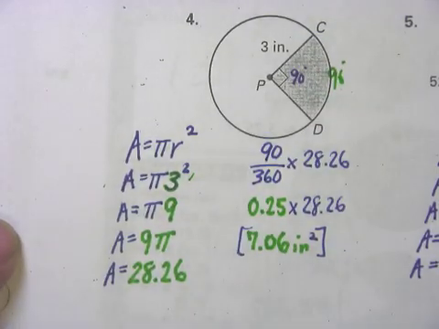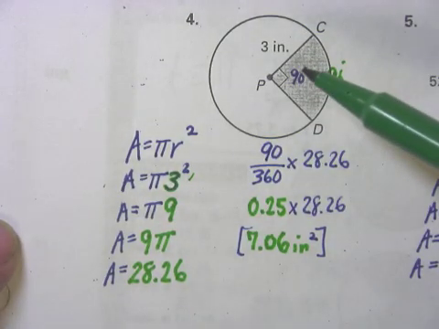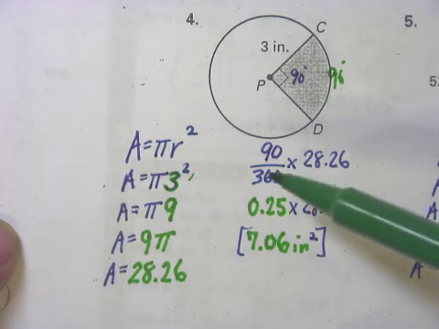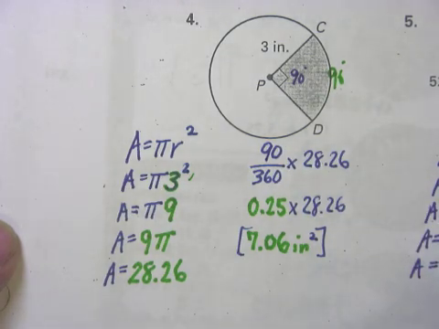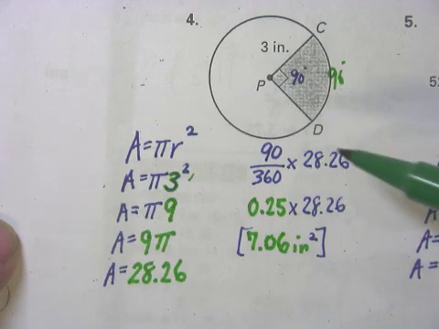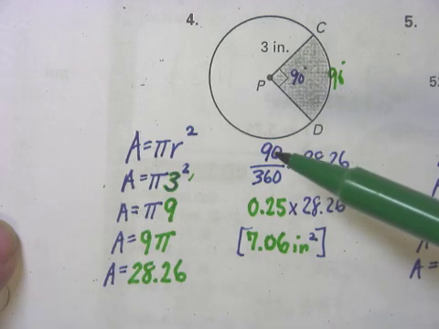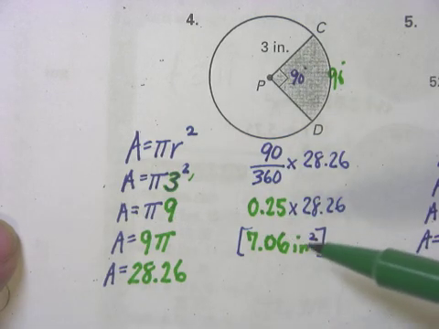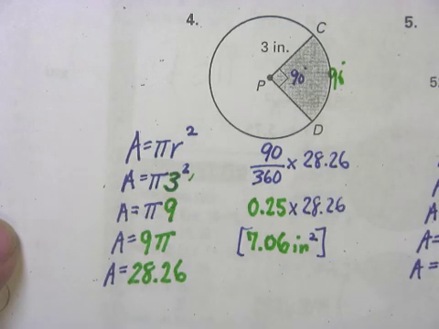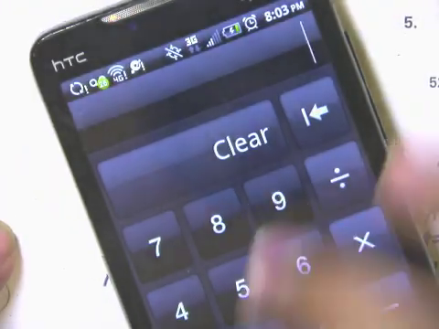So there's my area of the entire circle. But I don't want the area of the entire circle. What I do want is the area of this little sector right here. And I know that that's 90 degrees out of how many? Out of 360. And then I'm going to multiply that times the area of the circle, 28.26.